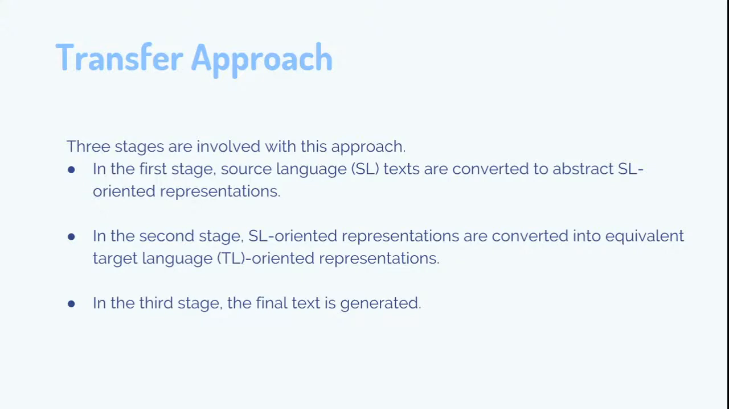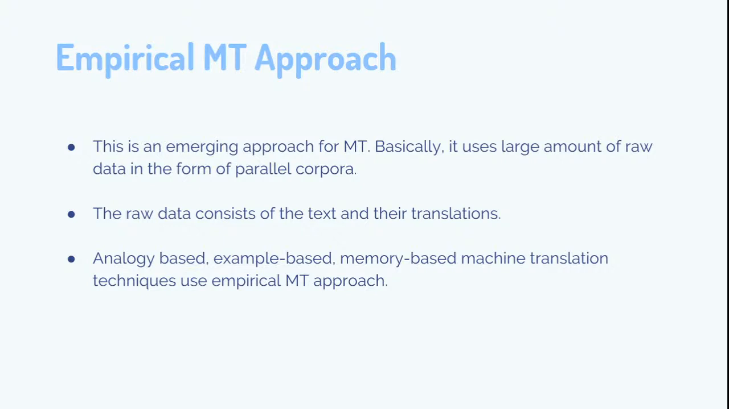Then we come to the empirical MT approach, the emerging approach in machine translation. Why? Because it uses a large amount of raw data. If you want to analyze data sets like Facebook or Twitter, there are n number of user posts, public posts. To analyze this huge data we need different approaches, so for machine translation we use the empirical approach. The raw data consists of text and their translations, and using that we convert into the target language. In between it uses some memory, so it is a memory-based technique called the empirical MT approach.